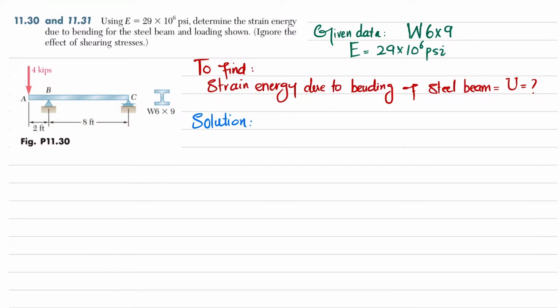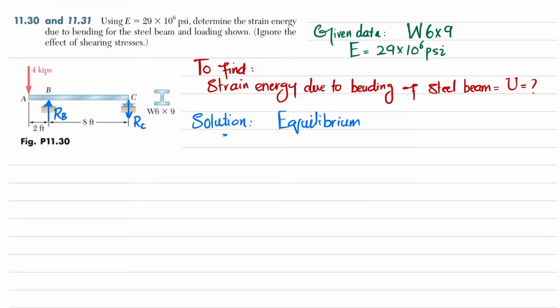So let's start with the solution. Our first step is to find the reaction forces if we remove the support at point B. If we remove the support at point B, there will be a reaction force at point B and a reaction force at point C. I have denoted RC downward, because you can see that this force is downward, so this force will be upward and this force will be downward as well. So you can apply equilibrium conditions to find these unknown forces.